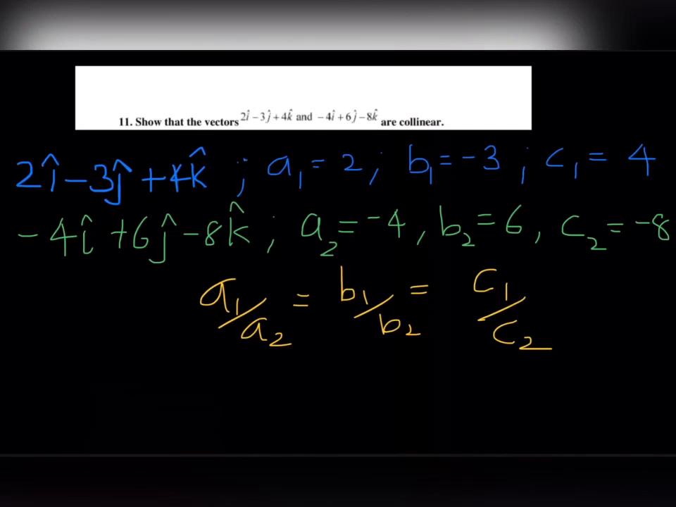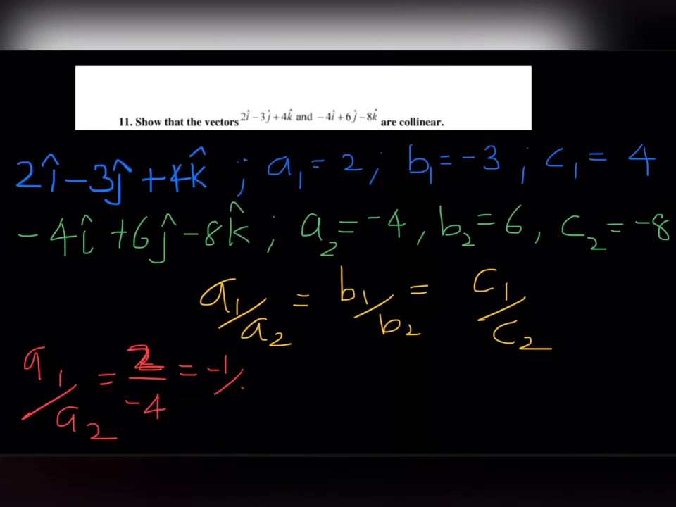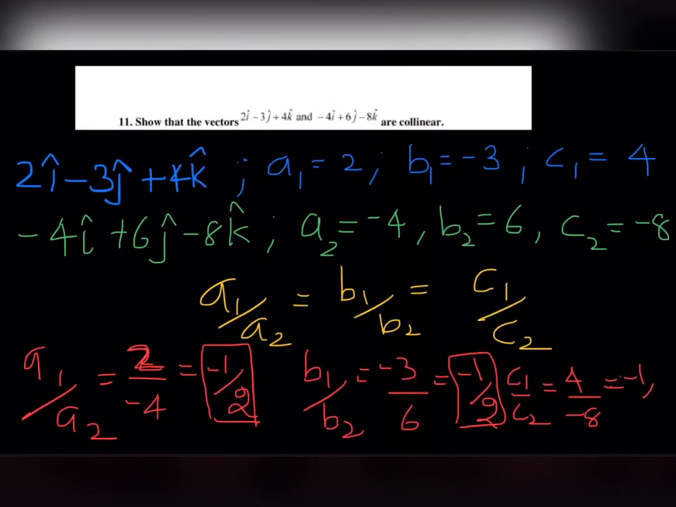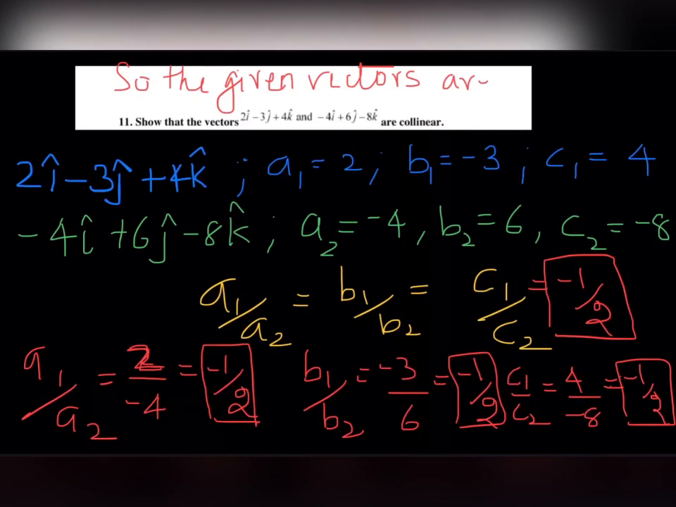So let's find what is a1 by a2. a1 by a2 is equal to 2 by minus 4, which is equal to minus 1 by 2. b1 by b2 is equal to minus 3 by 6, which is equal to again minus 1 by 2. c1 by c2 is equal to 4 by minus 8, which is again equal to minus 1 by 2. So here a1 by a2 is equal to b1 by b2 is equal to c1 by c2, which is equal to minus 1 by 2. Since they all are showing minus 1 by 2, therefore we can say that the given two vectors are collinear.